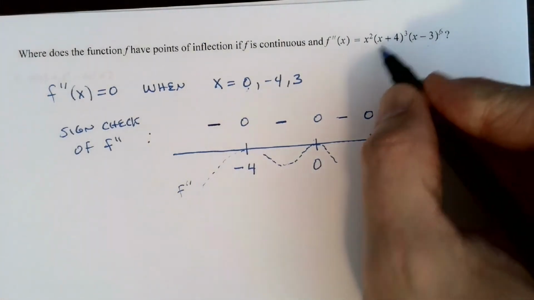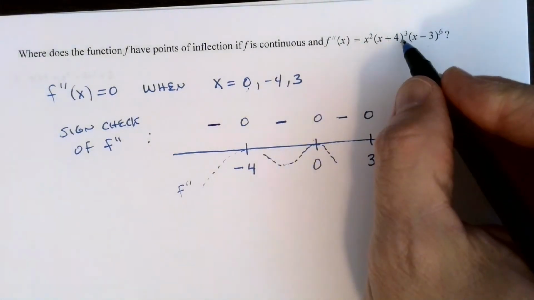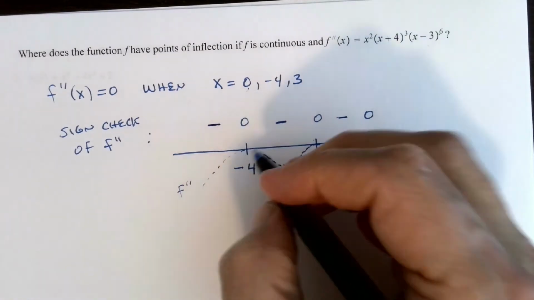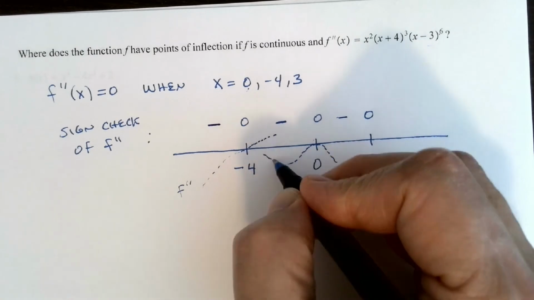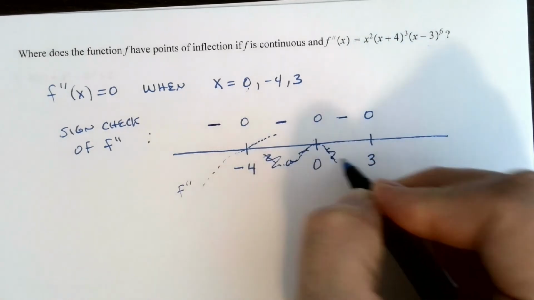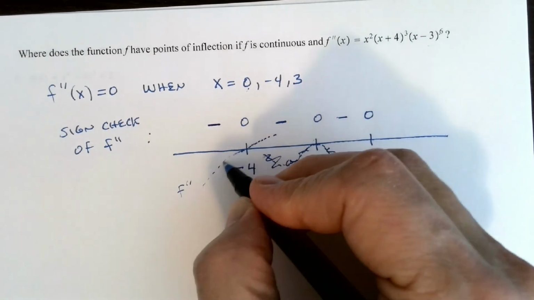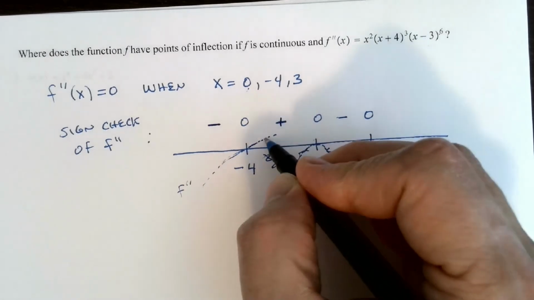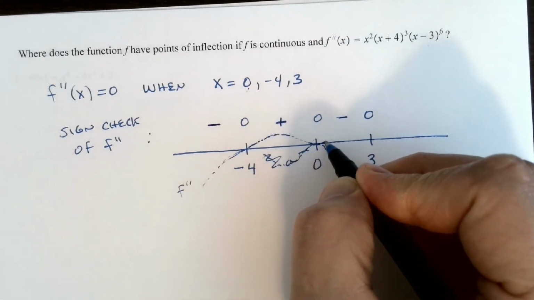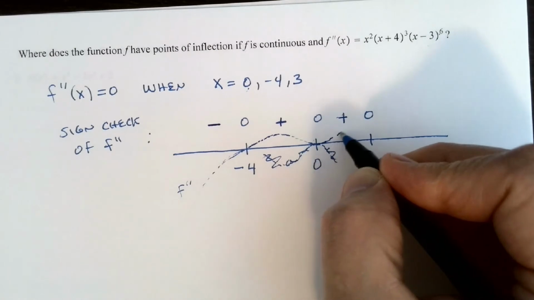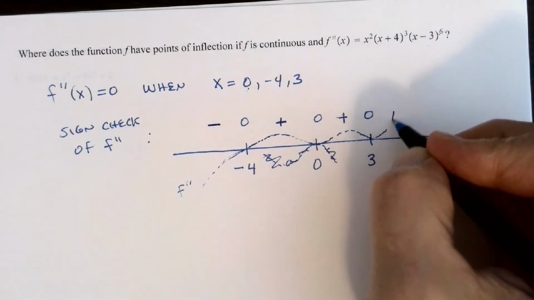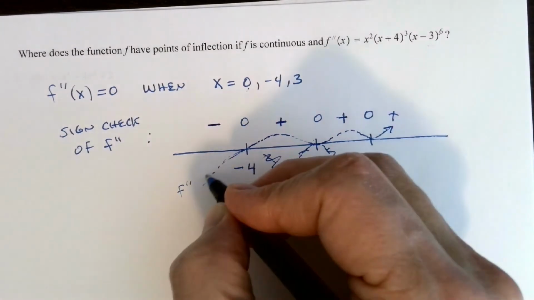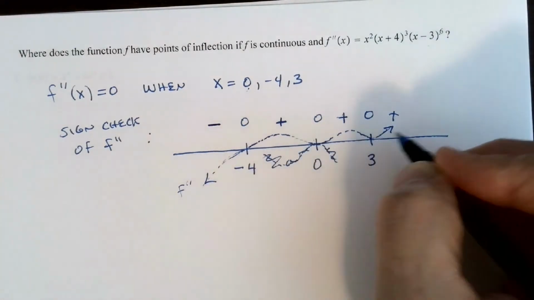The 0 at -4 was odd multiplicity. Sorry, I don't know what I was thinking. It's odd multiplicity, so it's actually going to cross through. So this will become positive. And it's going to come around and just touch here, still be positive, and it's going to touch and turn around at 3 because 3 is even multiplicity, positive again. Okay. Didn't mean to confuse anybody there, but there's the graph of the second derivative.